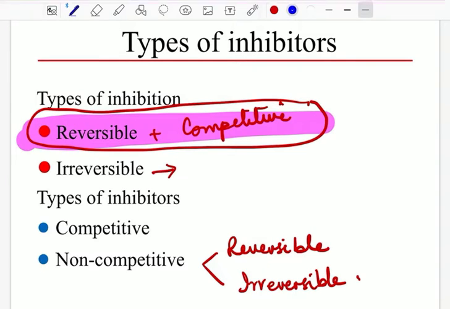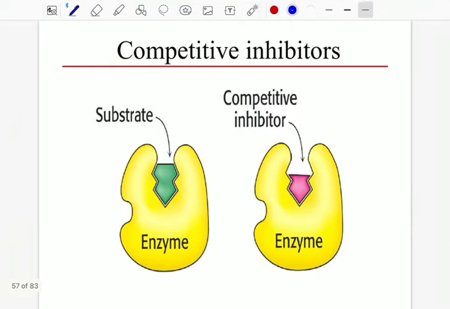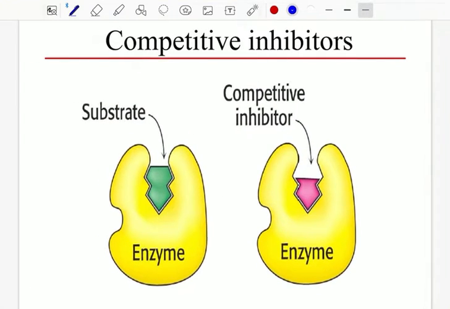ठीक है? To understand competitive and non-competitive, I will first share the diagrams of both of these because the pictures tell you a lot, right? This is the diagram of a competitive inhibitor. So it shows you the enzyme which is yellow in color and the substrate which is green in color. In the second diagram on the right hand side, it shows you that there is a competitive inhibitor, a compound whose shape is very much similar to the shape of the substrate.